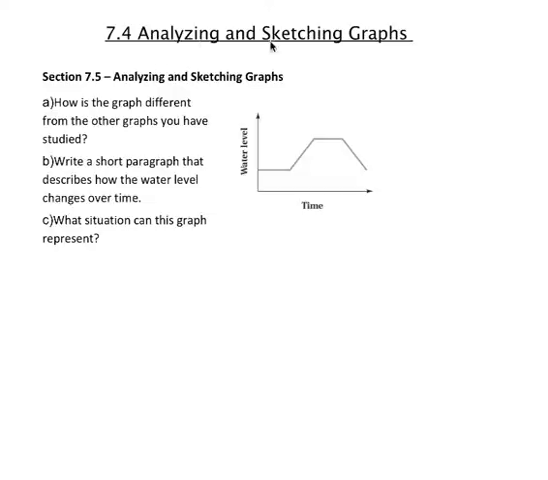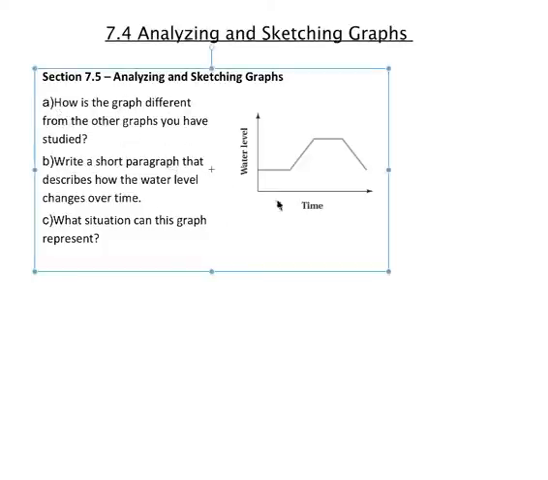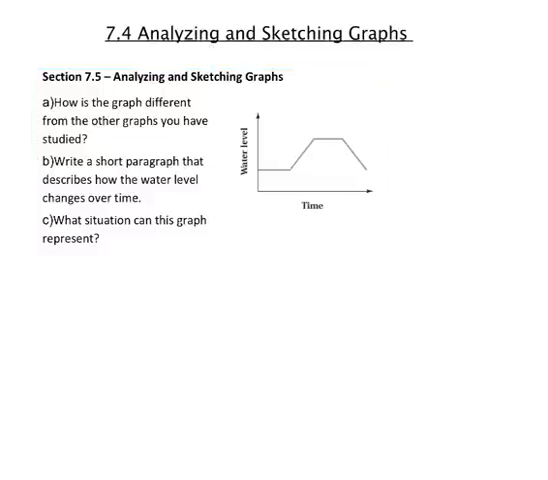We'll be analyzing and sketching graphs. Now, the first question asks how the graph is different from other graphs you have studied. This graph is quite different than our other ones, because there are lines, which makes me think linear, but the problem is that they go at angles. So we can't call it linear. We can call each section linear.